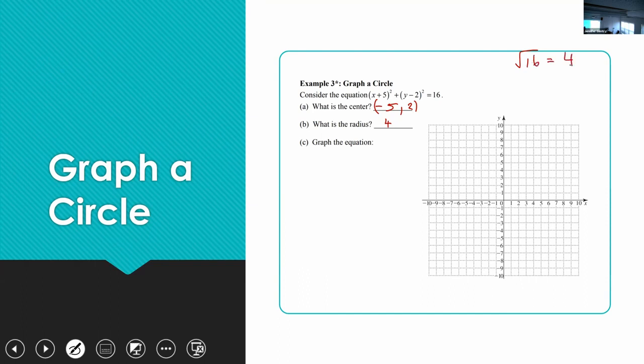Me and all my lovely artistic abilities. I go -5, 2, and I put a dot. So on your graph, put a dot at -5, positive 2. Exactly. Because the radius is 4, I would count 4 on either side. 1, 2, 3, 4, and I put a dot. 1, 2, 3, 4 up, put a dot. 1, 2, 3, 4 to the left, and 4 down. So you end up with like a plus kind of sign.